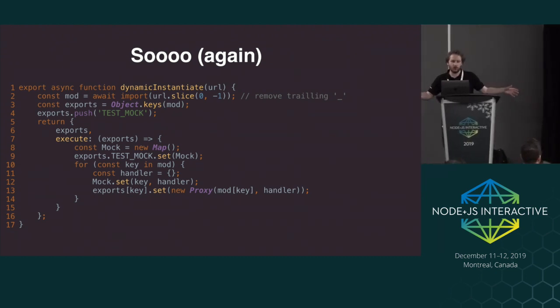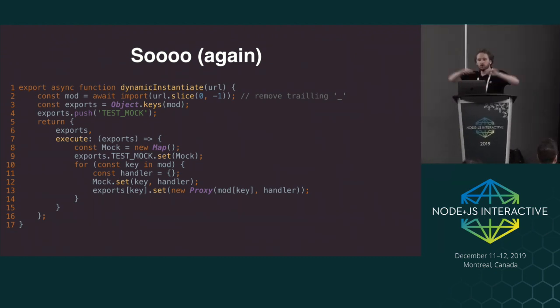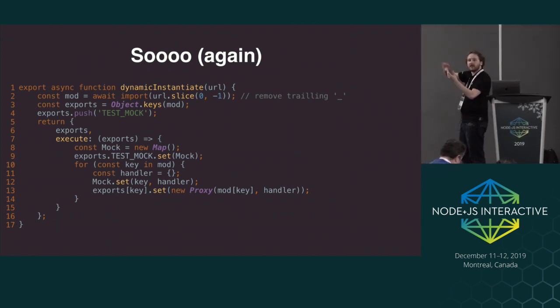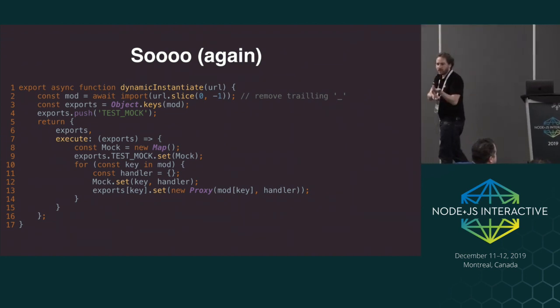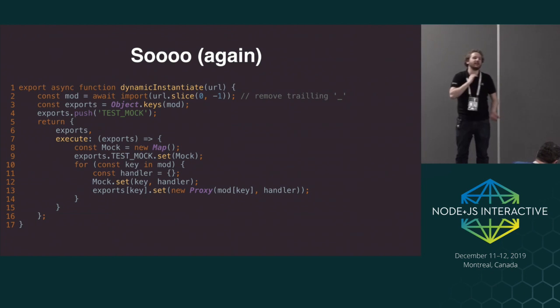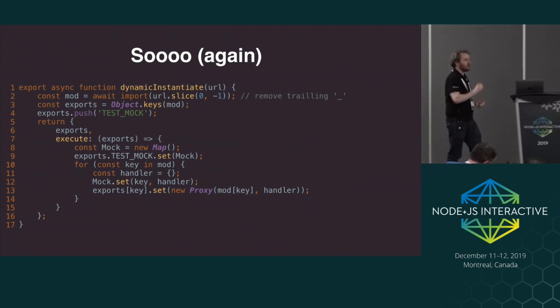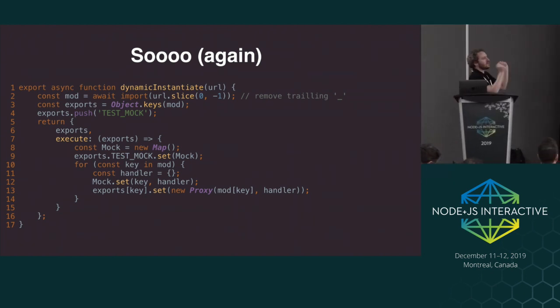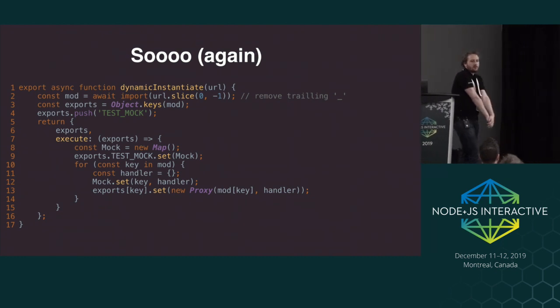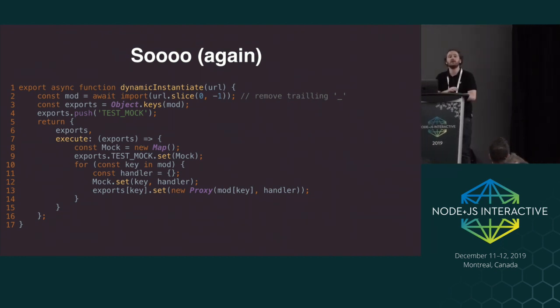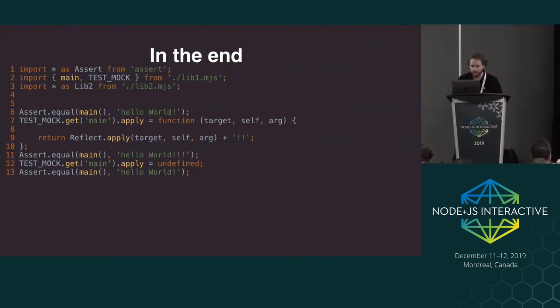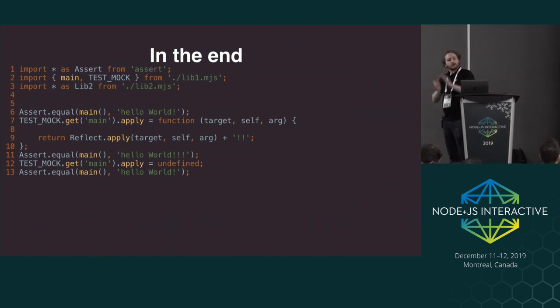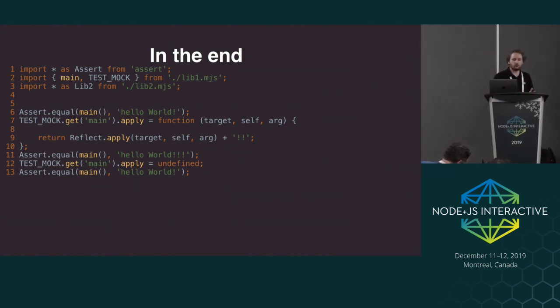And then we set the export, that's what we do on line 13. We set the export for that key to a new proxy with, as a base object, the previous object, the one that was genuinely exported by the module, and with the handler, the empty handler we created. Meaning right now it does absolutely nothing. So let's try it out.